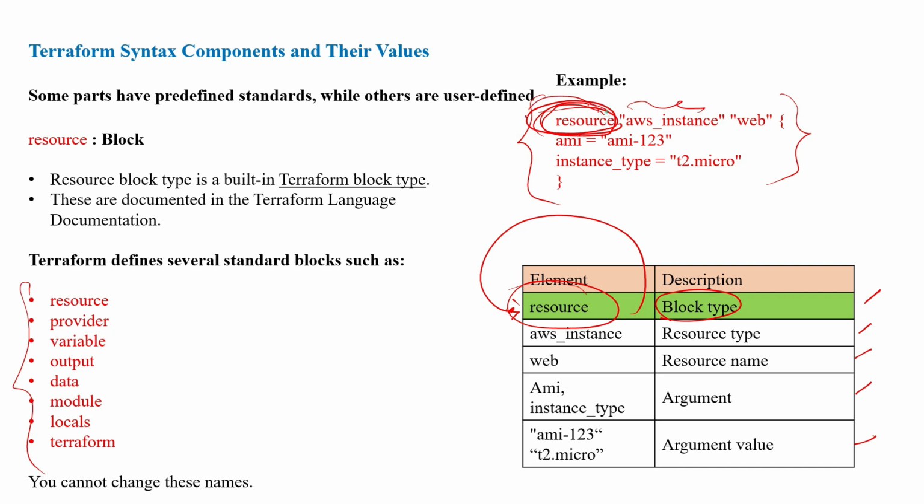Right. So in this code, the very first thing is your block type. So far we have seen the resource block type. Okay. So the resource block type is a built-in Terraform block type.